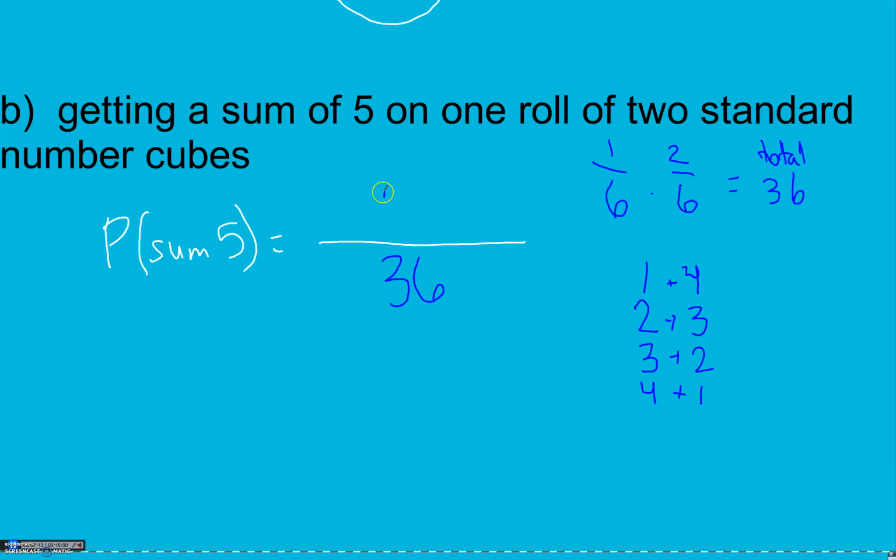And there are 4. We always want to reduce our fractions or simplify if we can. Again, we can write this as a decimal if we want to, but instead I'm just going to write it as 1/9.